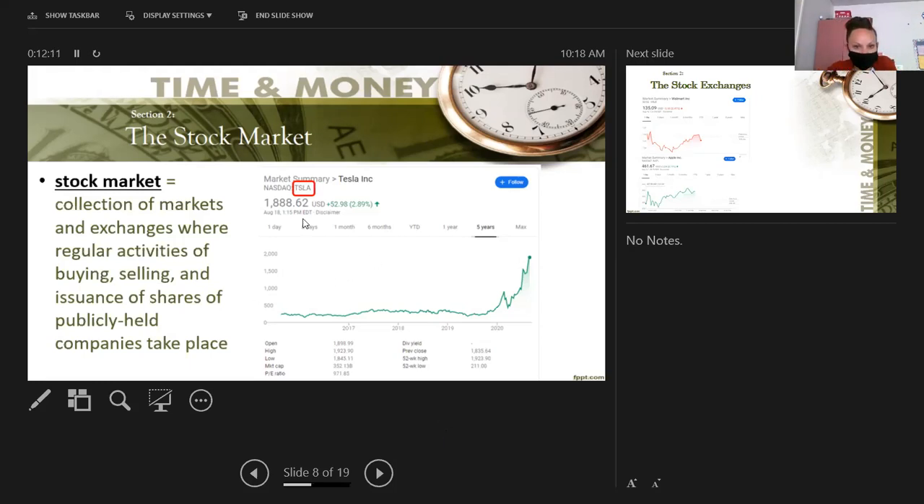So you can see this is for Tesla. This right here in the box, TSLA, in red there, that's their ticker, their abbreviation. So you can see from this example, on August 18th, one share was $18.88 and went up $52, which was 2.89%. And if you look at what happened to their stock, it was holding steady right under $500, and then close to when 2020 happened, it took a big jump.